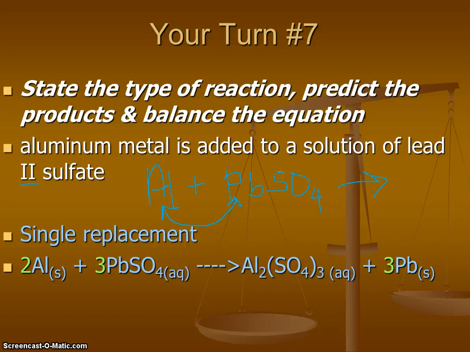This would be what I end up with. I started off with aluminum alone and the lead 2 sulfate. When the aluminum and the lead switched places, aluminum is now with the sulfate, and I had to crisscross charges. The lead is now by itself.